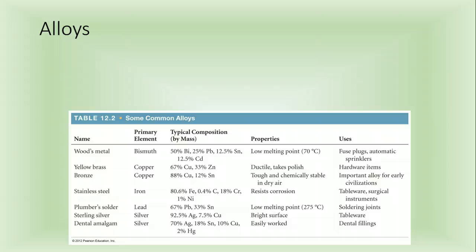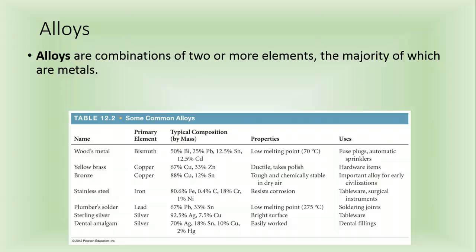All right, so we've talked about alloys before, so we'll just really quickly review that again. Alloys are combinations of two or more elements, the majority of which are metals. So here's just some breakdown of some common alloys. Typically, it's a solid homogeneous mixture. There can be some heterogeneous alloys, but for the most part, when we say alloy, we're talking about these homogeneous mixtures.